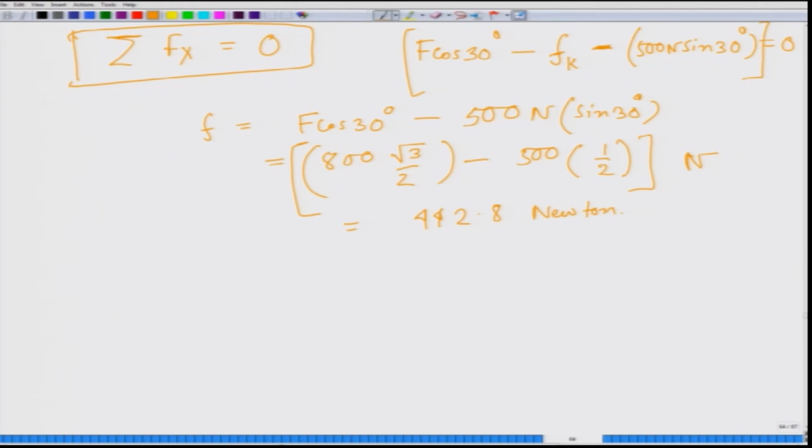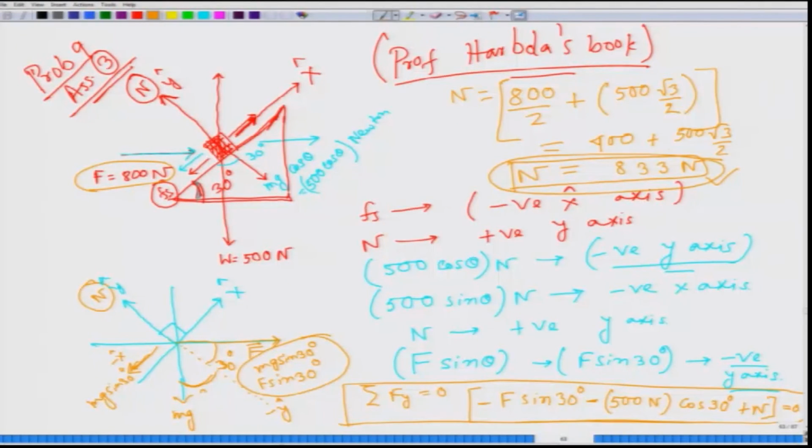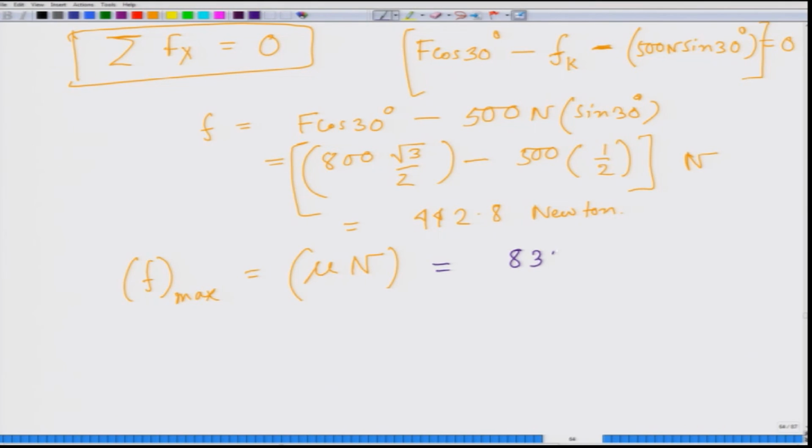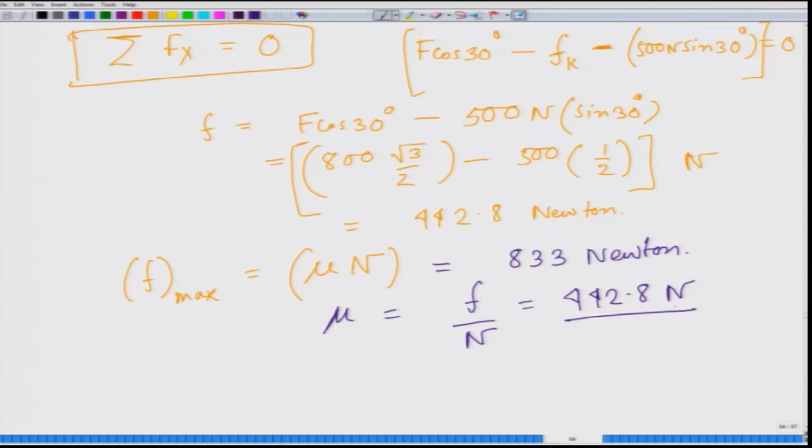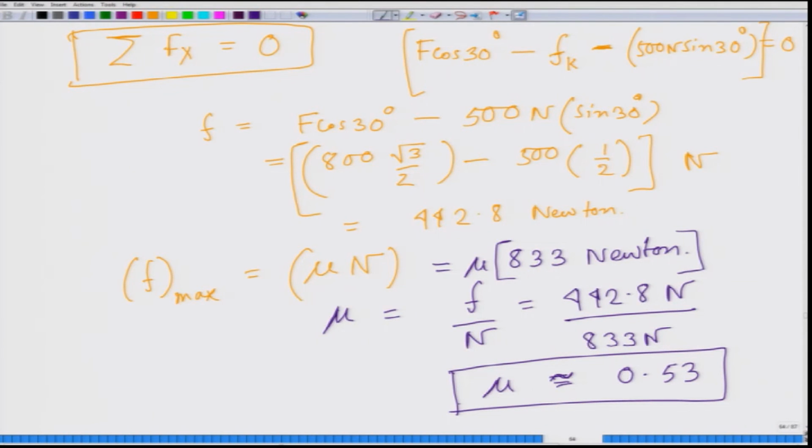So, now we know that the maximum frictional force F max is mu times the normal reaction. We have already found out the normal reaction to be 833 Newton here. So, we use this value and we write this to be 833 Newton. So, now the coefficient of friction is F by N, which is 442.8 Newton divided by the value of N. The value of N is 833 Newton. So, I get the coefficient as approximately equal to 0.53. So, that is the correct value for the coefficient of friction.